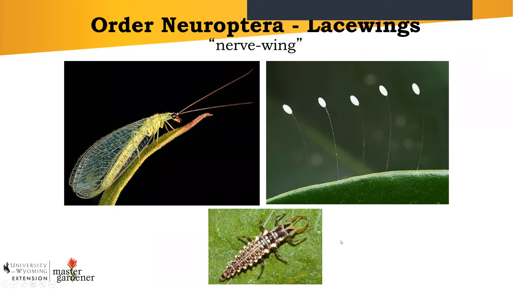So they are very voracious. And they start out, not just eating aphids, they're probably a little too small to do that, but other insect eggs or mites, those types of things, and then they work their way up to eating anything they can catch with their mandibles.